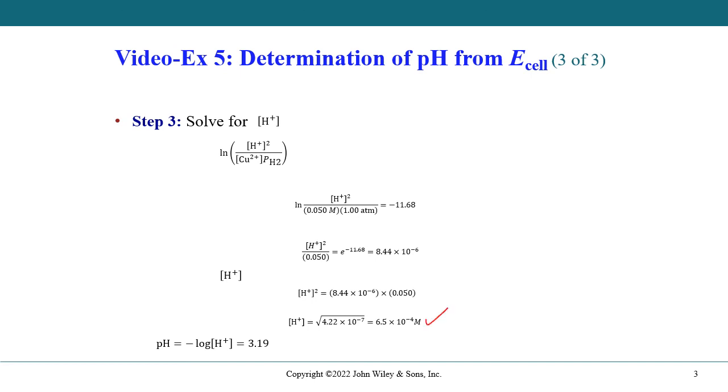And then, of course, to calculate the pH, we know that pH is given by this equation: pH is equal to negative log of H plus. And if we plug this value into the H plus and take the negative log, we end up with the pH of 3.19.